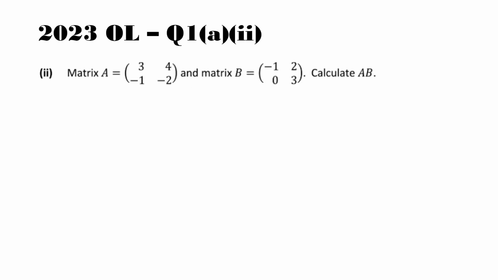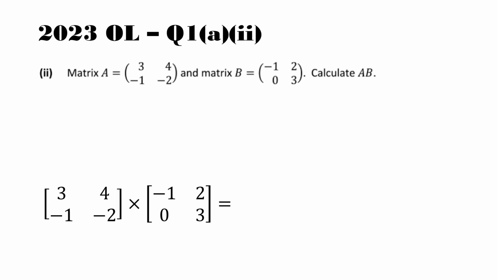So question 1A part 2 from the 2023 ordinary level paper. Matrix A is given as 3, 4, minus 1, minus 2, and matrix B is given as minus 1, 2, 0, and 3. And we're asked to calculate AB. So we're being asked to multiply these two pieces together.